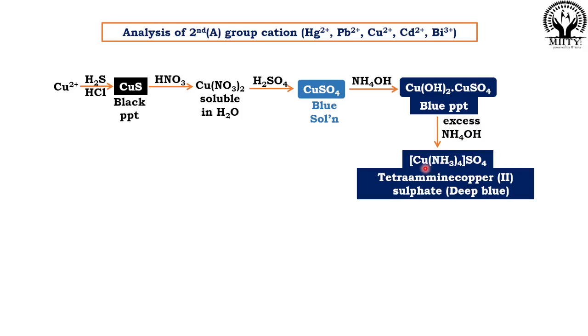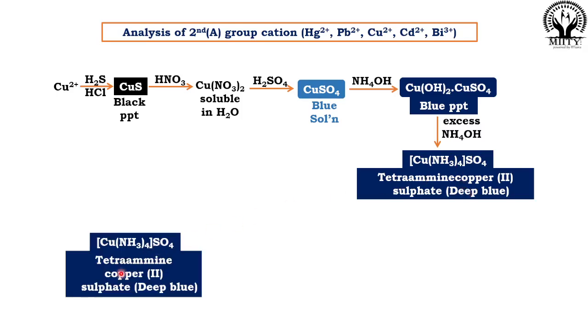This basic copper sulfate PPT is soluble in excess of ammonia because of formation of a complex. The complex formula is [Cu(NH3)4]SO4, tetraamine copper sulfate, and the color intensity is more compared to the previous one, so it is a deep blue color. To the deep blue solution we add acetic acid, and here ammonia reacts with the acid and the deep blue solution forms a blue solution of copper sulfate.